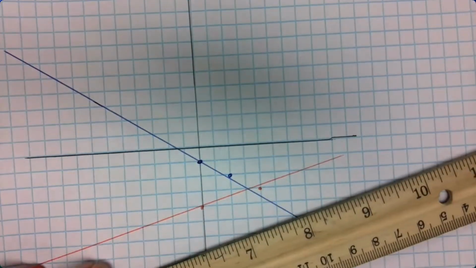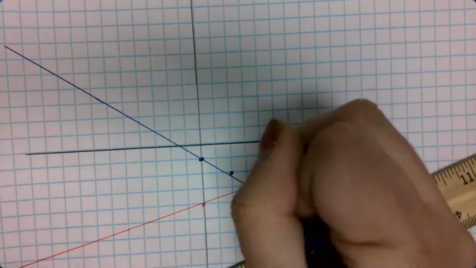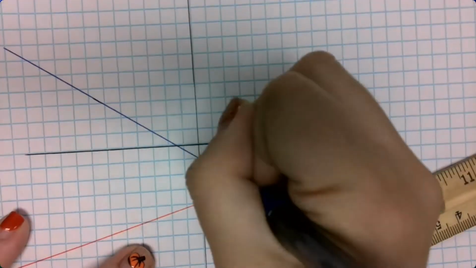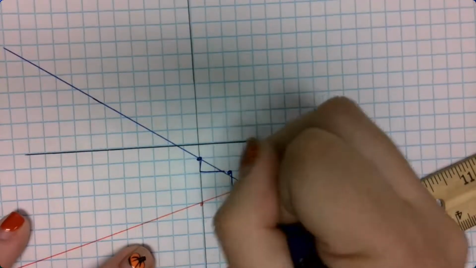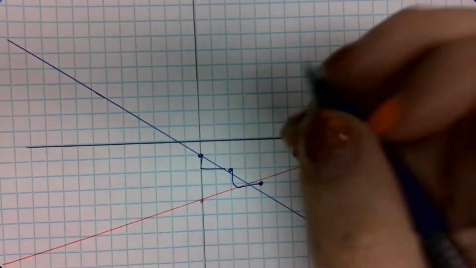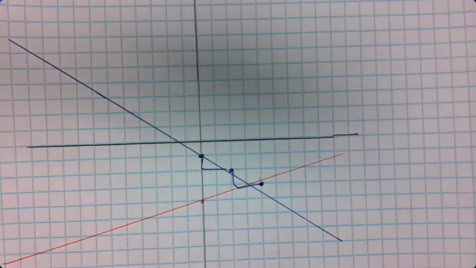Oops, I messed up. My lines should actually be crossing right here at this point. I have my slope, which is down 1 over 2, down 1 over 2. I just moved the ruler when I was graphing both of those. So that is 4, negative 3.